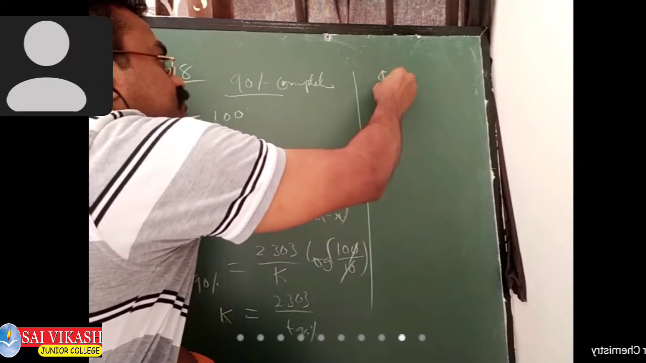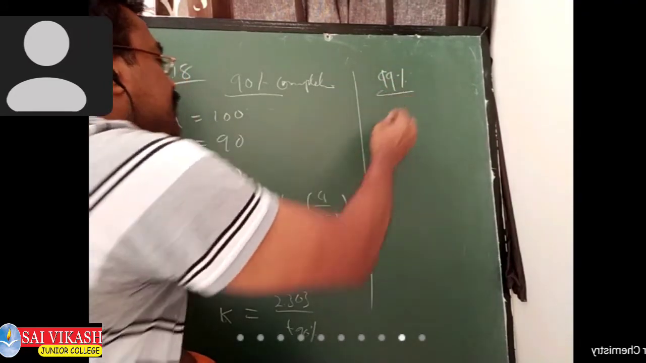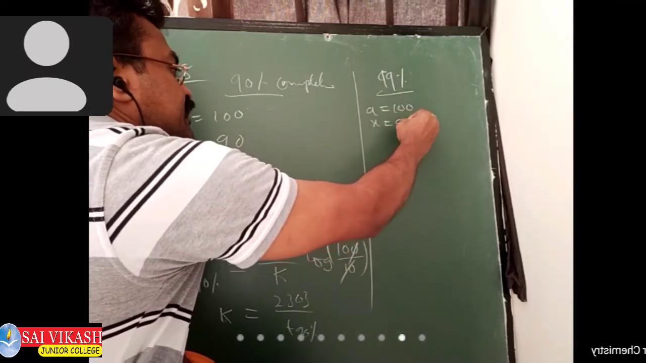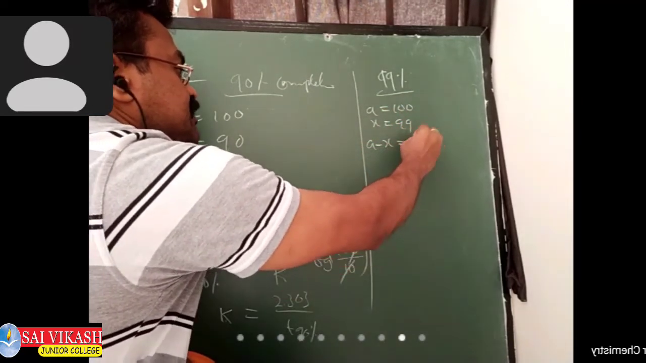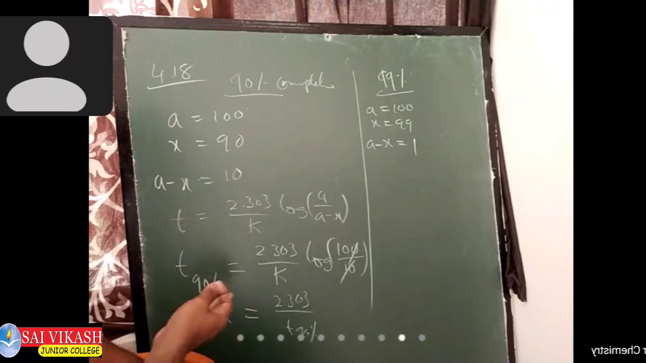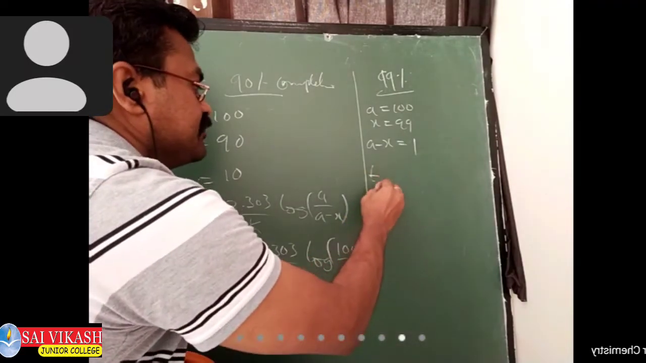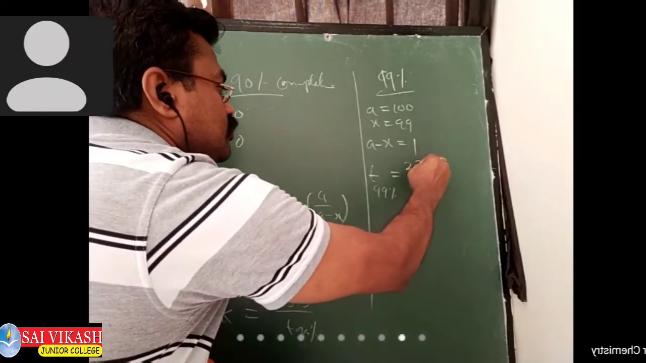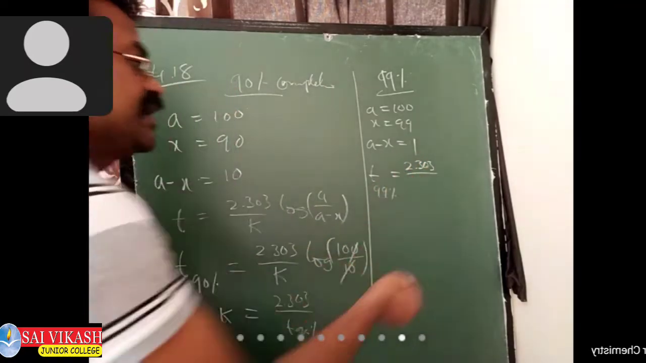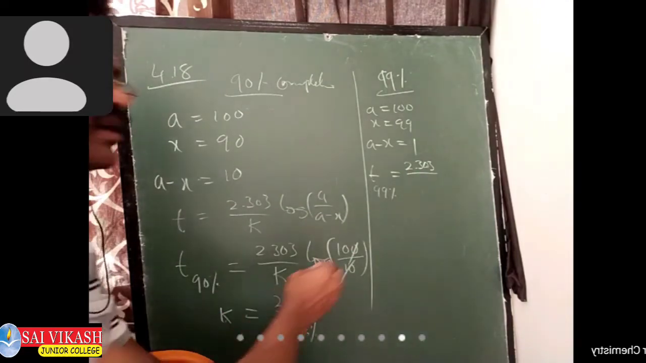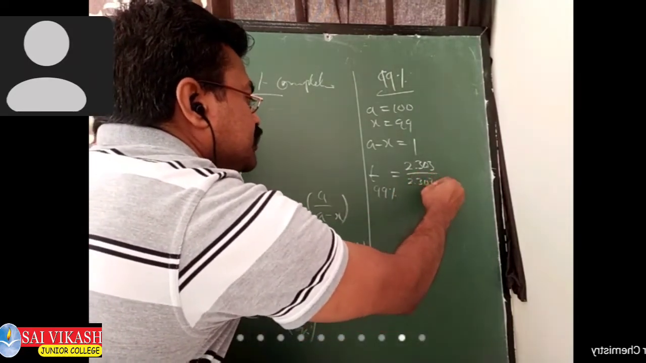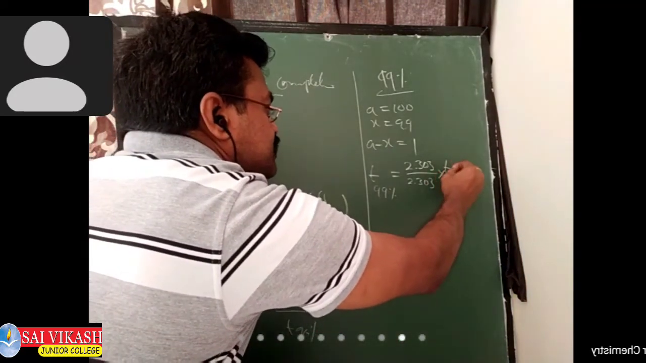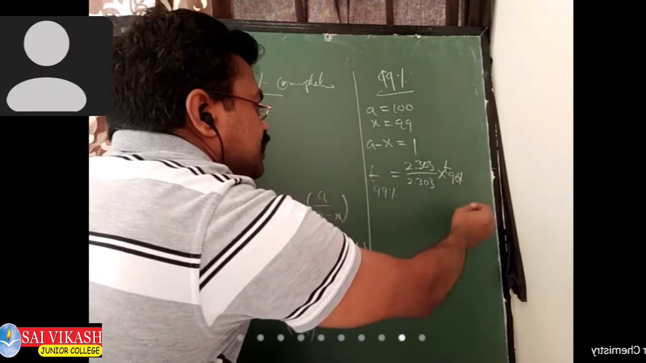99%. देखो, इधर 99% completion. So here also A 100, X is 99. So A minus X will be 1. So either time चाहिए बस. So time for 99% completion is equal to 2.303 by K. K कितना है हम लोगों का? K आ गया 2.303 by T90. By T90 means into T90% लिखो.